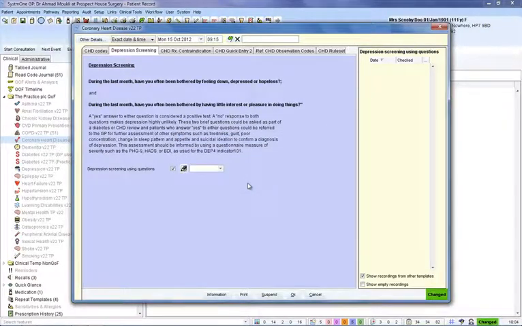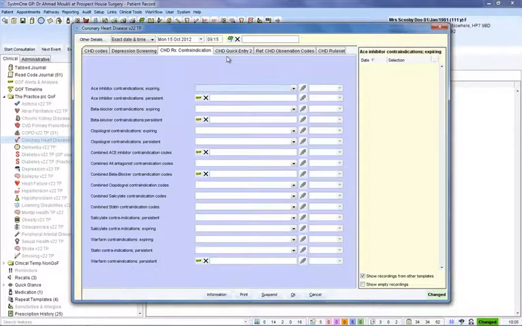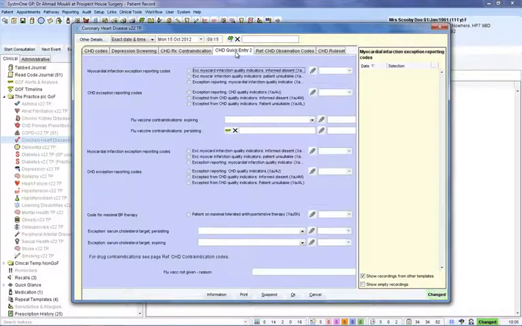On the other hand, if he or she answers yes to either of the two questions, then you need to go ahead and assess them fully for depression using other tools such as the Patient Health Questionnaire number 9 and so on. Furthermore, you can proceed to the other tabs as appropriate.